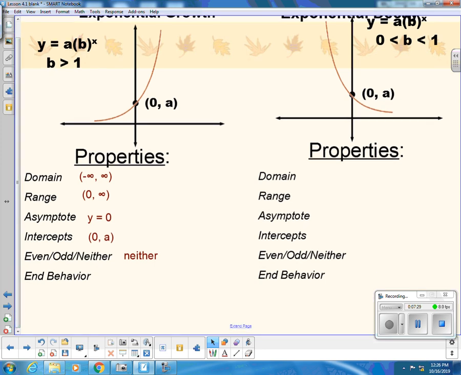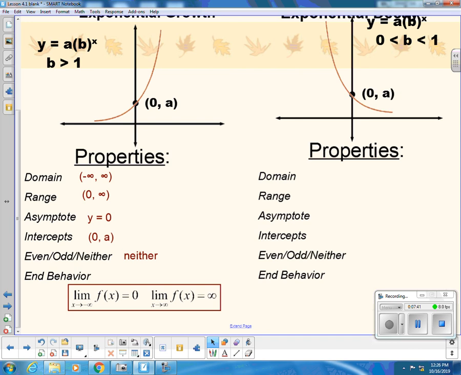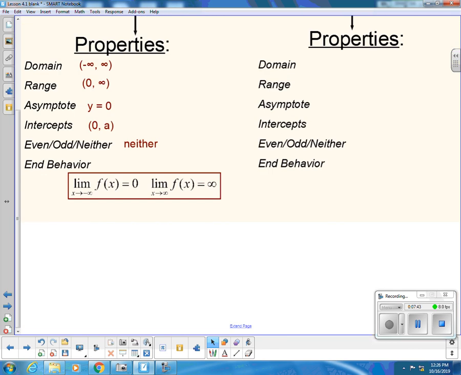As x goes to negative infinity on this side of the graph, what's that height approaching? 0. And on the right side, as x goes to infinity, the height is going to infinity. So make sure you know those properties. Guys, if you know the graph, you know the properties. You should be able to jot them down.